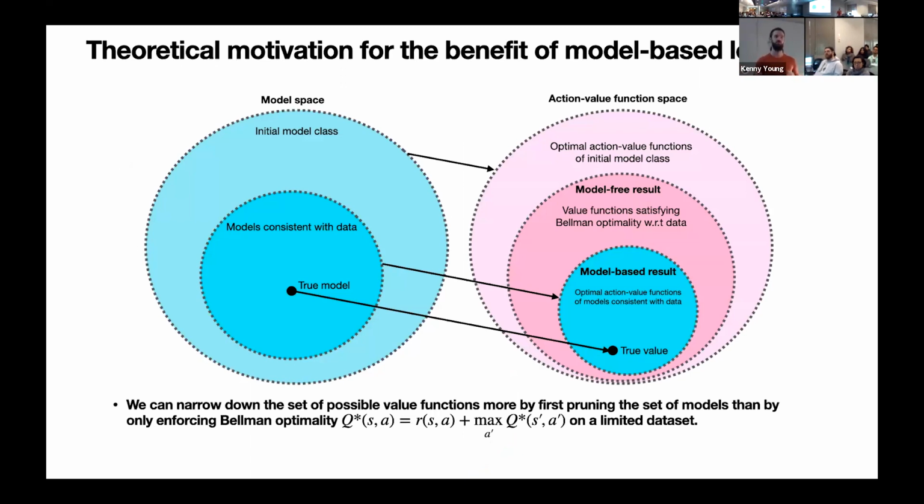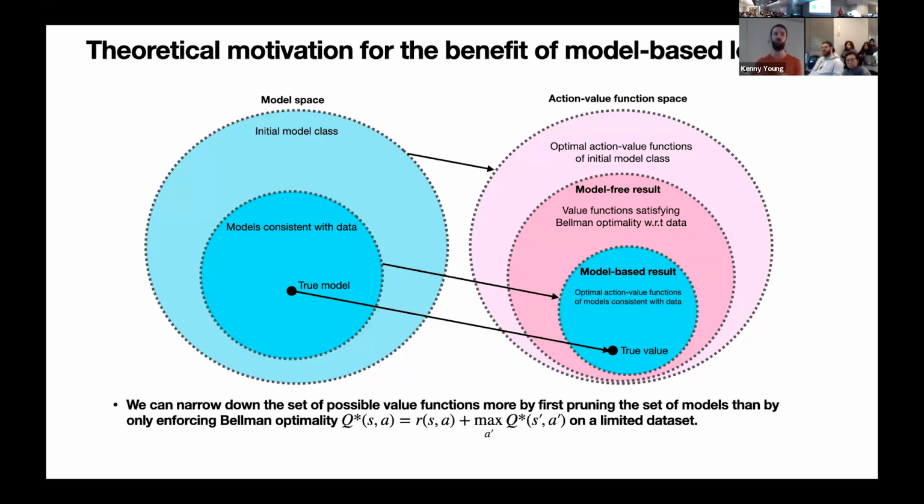So now I'm going to describe the main theoretical result I want to convey in this talk. Here on the left, we have model space, and on the right, we have action value function space. This picture shows that on the left side, we start with this initial model class. And on the action value function side, we start with knowing that the optimal action value function is the optimal action value function of some model in that initial class. And then I'm showing these two different ways I've described of pruning the possible data. In the model-based approach, we first prune down the models that are consistent with the data, and then look at the value functions of those models.